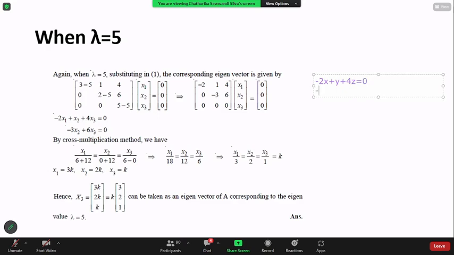Then last one, not the second one, minus 3y plus 6z equals 0. Now, we need to solve these two equations. We need to solve these two equations in order to find three unknowns. Equation dekai, namuth unknowns api hoana tunak x, y, z.